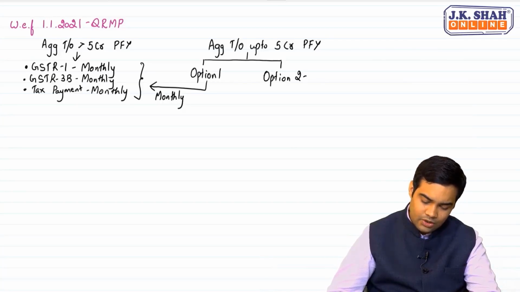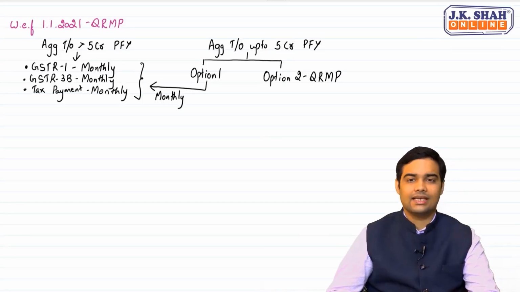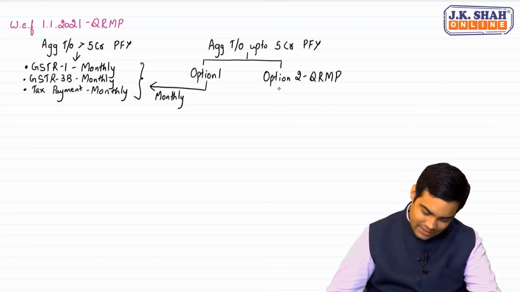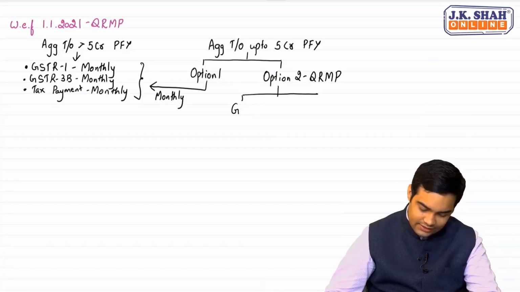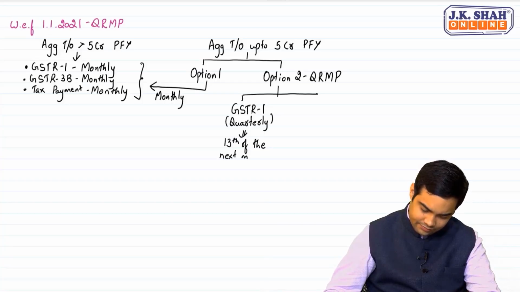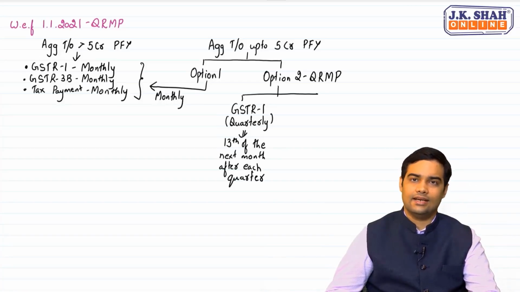QRMP. Name has the meaning, people. Quarterly return, monthly payment scheme. That means you will make the payment of GST on a monthly basis, but you can file returns on a quarterly basis. Let's understand how it will work. First, he will be required to file GSTR1, and GSTR1 is required to be filed on a quarterly basis. And what's the due date? Due date kept here is 13th of the next month after each quarter. So once the quarter expires, by 13th, you are required to file GSTR1.